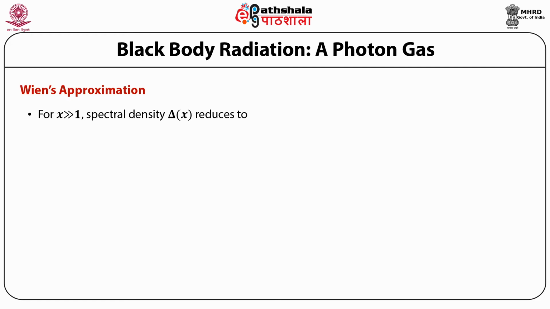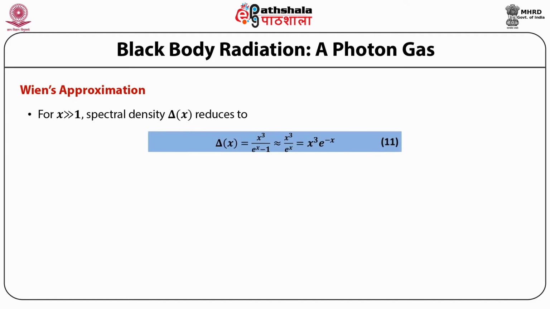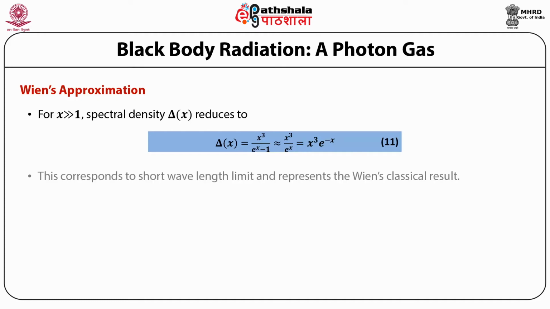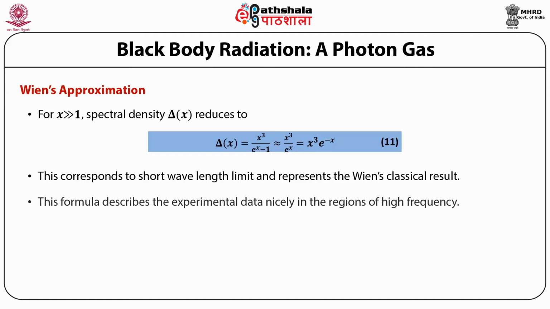For x very much greater than 1, the spectral density delta x is equal to x cube upon e raised to power x minus 1, approximately equal to x raised to power 3 divided by e raised to power x, which is equal to x raised to power 3 into e raised to power minus x. This corresponds to the short wavelength limit and represents Wien's classical result. This formula describes the experimental data nicely in the regions of high frequency.